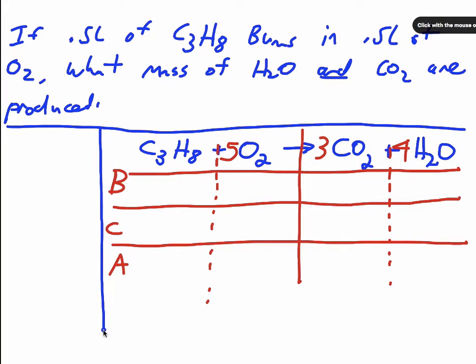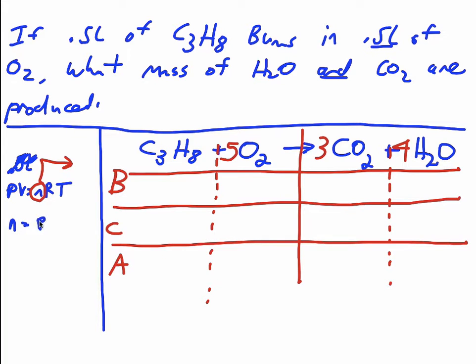Here's my cooking side. So I have 0.5 liters. Now, if that was grams, I could use the periodic table, but I'm not. I'm going to use PV equals nRT, and I have 0.5 liters of O2. So if PV equals nRT, I always want to be solving for n. Remember, in a BCA table, we always put things in terms of n. So n equals PV over RT.